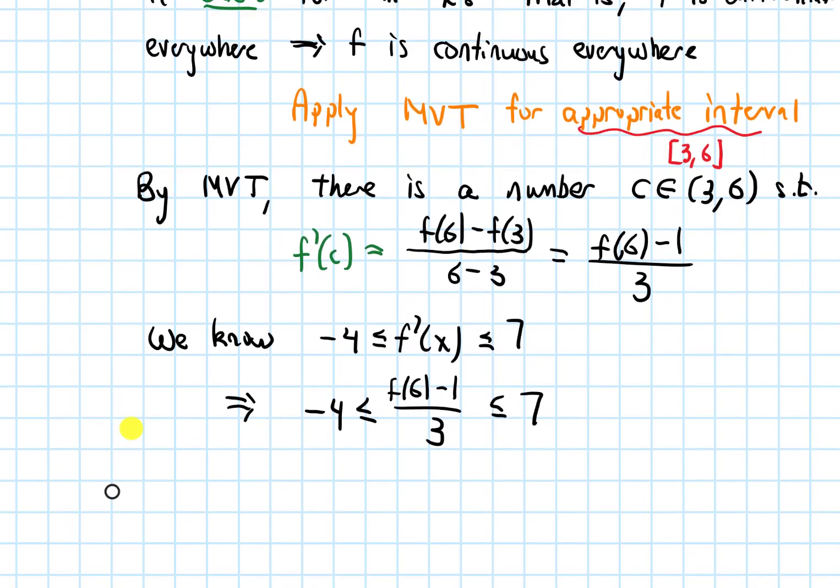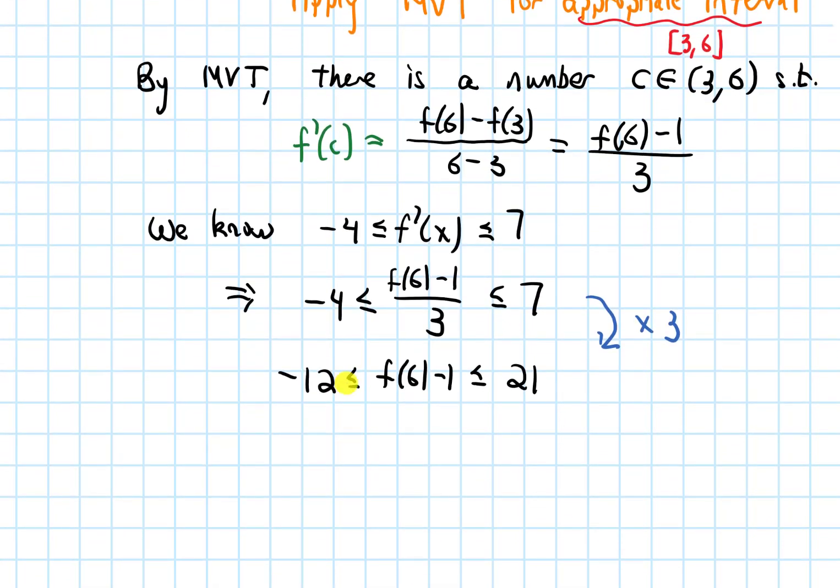And now let's simplify this. Let's rearrange this so I can get f of 6 by itself. So I'm going to multiply everything by 3. That'll give me -12 is less than or equal to f of 6 minus 1, which is less than or equal to 21. I don't need to flip inequalities because I was multiplying by a positive number. And now I will add 1 to everything, to get rid of that -1. So I get -11 is less than or equal to f of 6 is less than or equal to, adding 1 to this, 22.